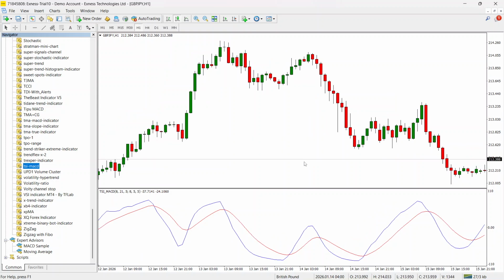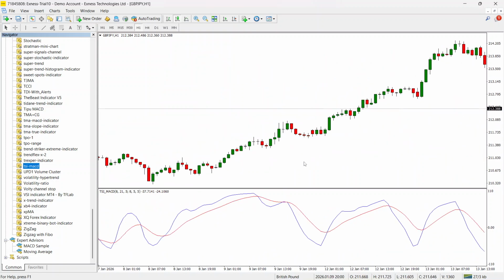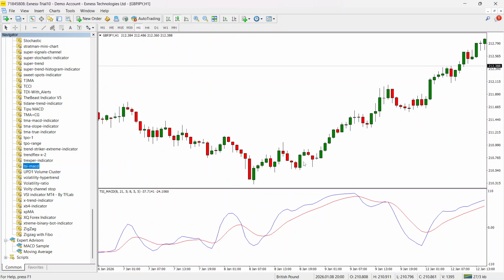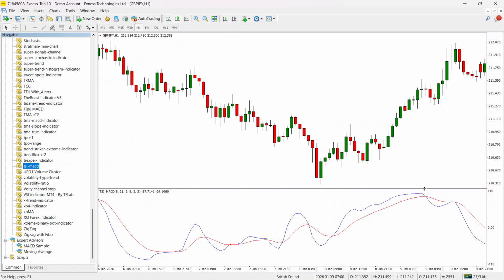Now the TSI MACD indicator appears in a separate sub-window below the main chart and oscillates between roughly negative 110 and positive 110, with the zero line as the central bias level. The blue line is the main momentum line and the red line is the signal line.